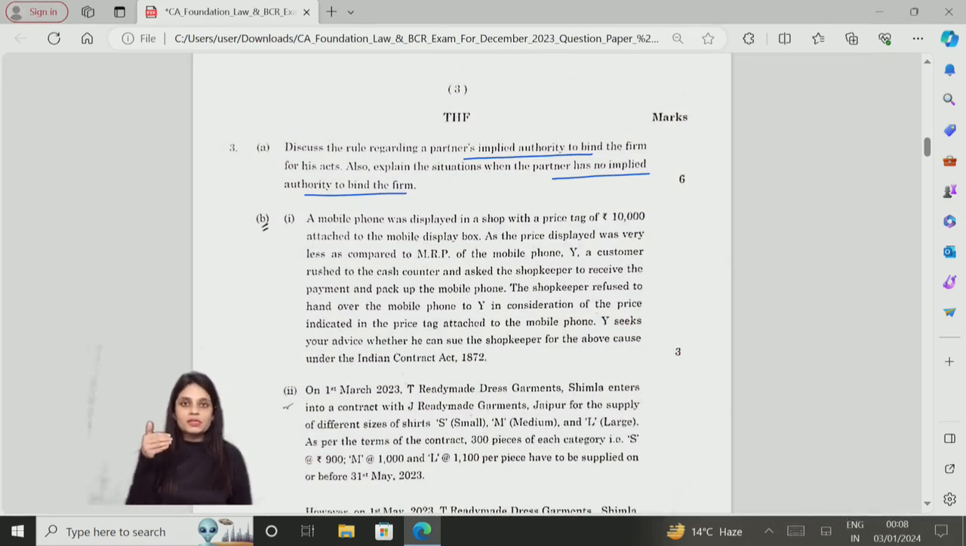Discuss the situations where the partner has no implied authority to bind the firm. So there are 7 cases: when he submits the case to the arbitrator, when he relinquishes or compromises the liability of another person, when he admits any liability against the firm in a suit filed against the firm, when he withdraws any case filed on behalf of the firm, when he opens a bank account in his own name on behalf of the firm, when he enters into a partnership on behalf of the firm, or when he transfers immovable property on behalf of the firm.